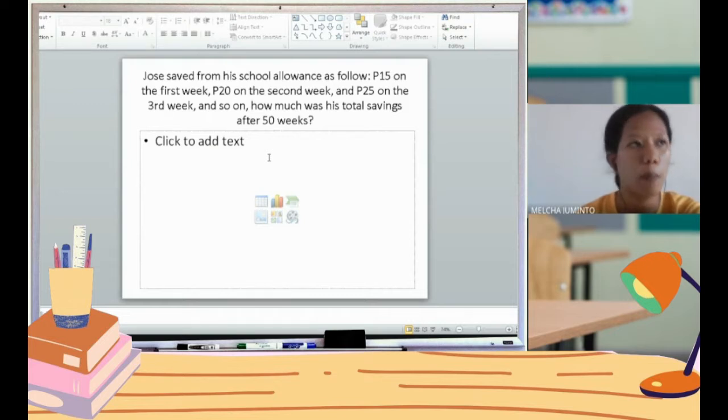The first example is: Jose saved from his school allowance as follows: 15 pesos on the first week, 20 pesos on the second week, and 25 pesos on the third week, and so on. How much was his total savings after 50 weeks?